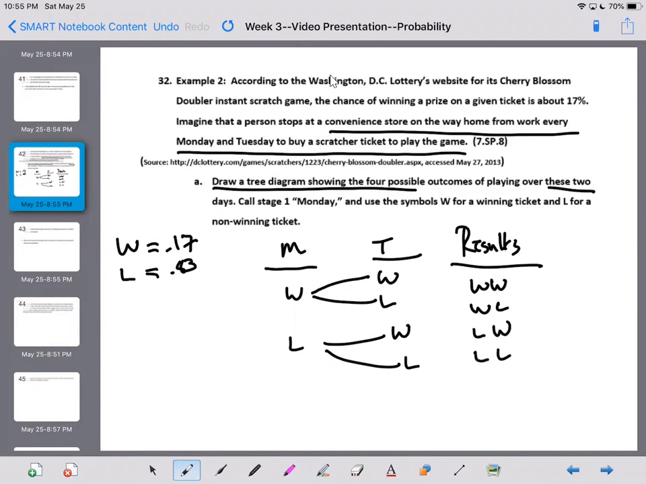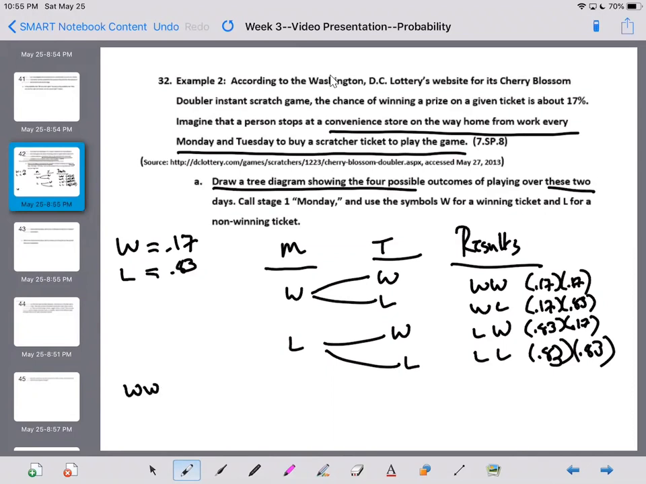So think about the probabilities. Well, if you win, win, that's going to be a 17% times a 17%. Or a 17% times an 83%. Or an 83% times a 17%. Or you could lose both of them, which would be an 83% times an 83%. So the win-win is multiplying those probabilities together.